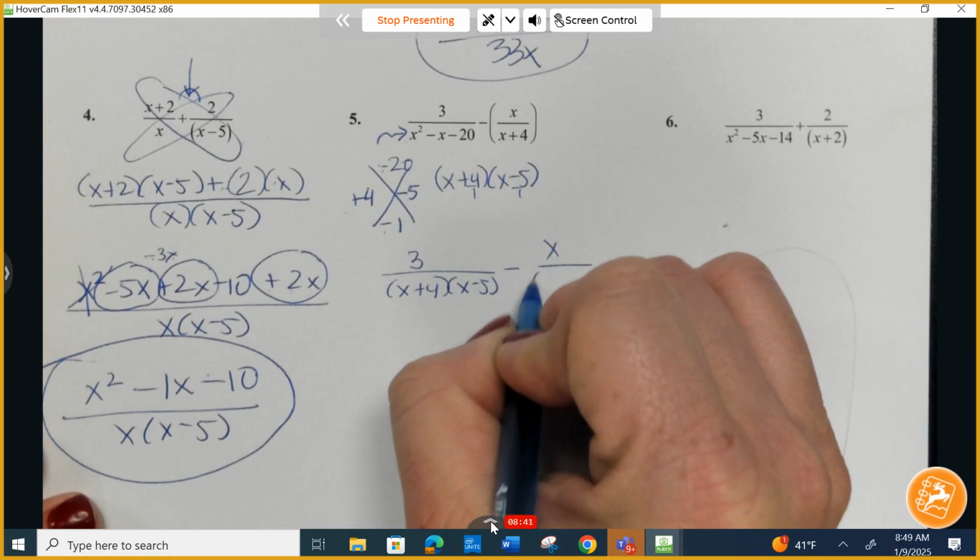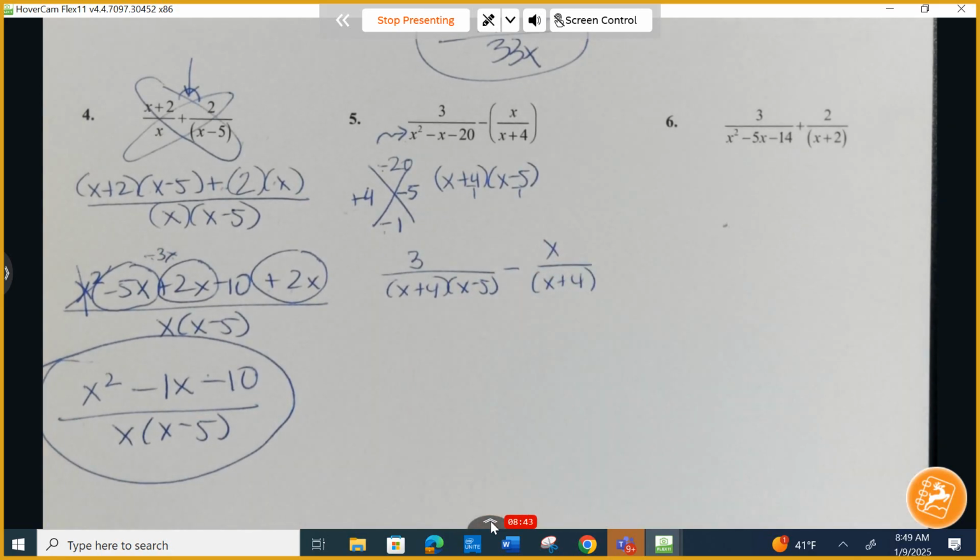Subtract x over x plus 4. So we have two choices in how we're going to approach this. We're going to approach this either using the old school method or using the butterfly method.